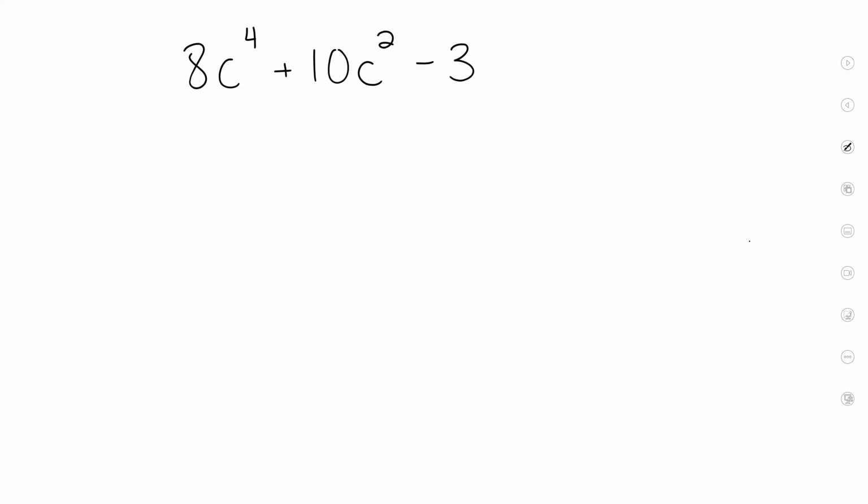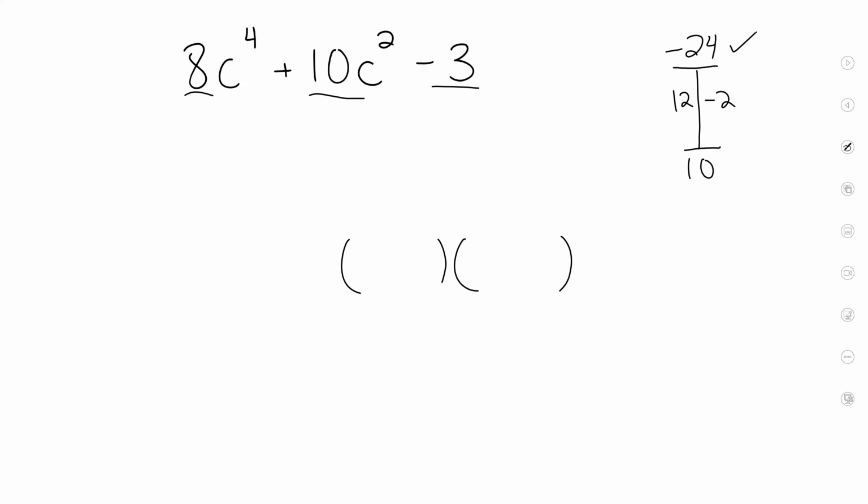All right. Same process. I'm going to do an X chart, but guys, I cannot go straight to my factored form like I did in the previous one. All right. So I'm going to do 8 times negative 3, which is negative 24. And this term is 10. So what are my two numbers? 12 and negative 2 will give me negative 24. And if you do 12 minus 2, you get 10.